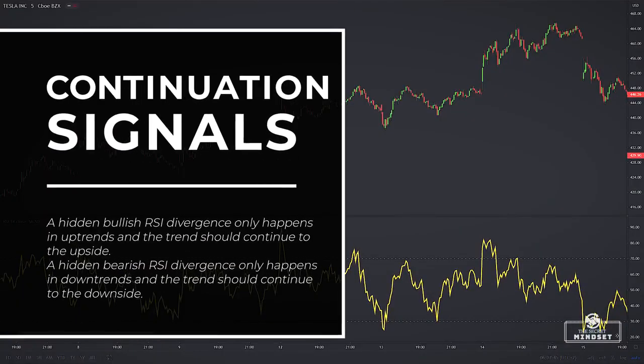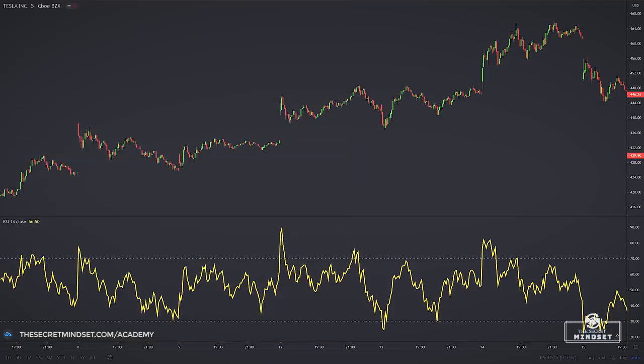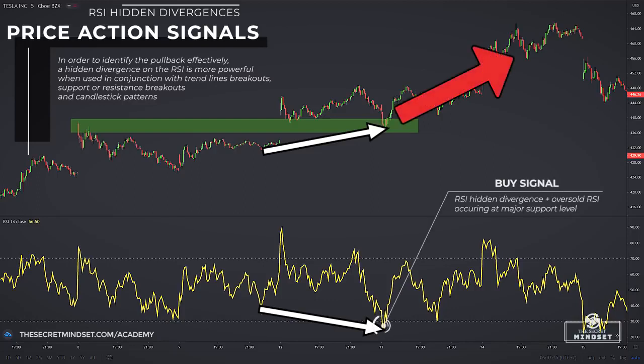Remember that a hidden bullish RSI divergence only happens in an uptrend, and the trend should continue to the upside, whereas a hidden bearish divergence only happens in a downtrend, and the trend should continue to the downside. A common mistake that many traders make when trading is the minute they notice a divergence, they take the trade accordingly. In order to identify the pullbacks effectively, a hidden divergence on the RSI is more powerful when used in conjunction with trendline breakouts, support and resistance breakouts, and candlestick patterns, as in the case of the regular divergence.